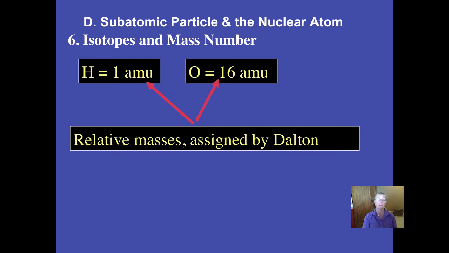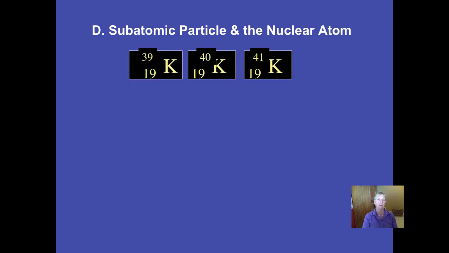Dalton was able to assign relative masses to the weights of the atoms. So he used hydrogen as a standard and said that has a mass, or atomic mass unit, of 1. Since oxygen is 16 times heavier than hydrogen, its atomic mass units are 16. We really use carbon now as a standard of comparison, but the point is, sometimes those masses might be different.